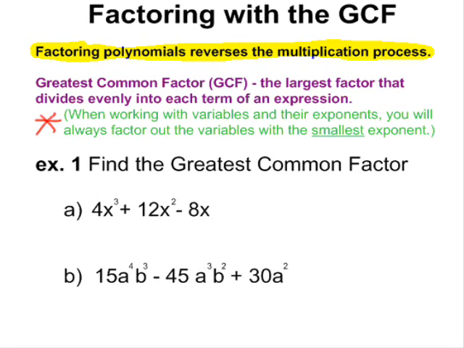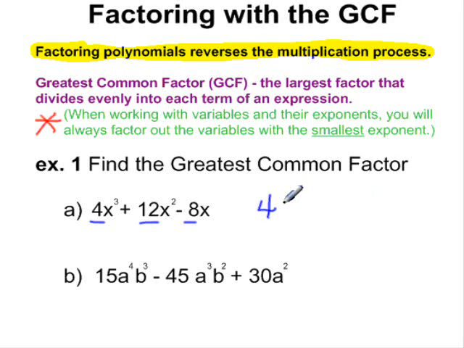Let's look at example 1a and b. We're going to be looking for the GCF, and that will be all that we have to write down. So let's take a look first at the coefficients. That'll be the easiest to start off with. We are looking for the largest factor that can go into 4, 12, and 8. And the largest number that divides evenly into those three numbers is the number 4.